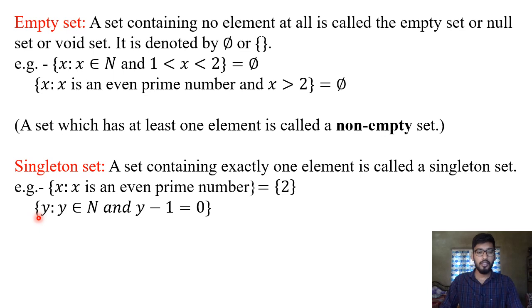Next, if you write this, y such that y belongs to N, y is a natural number and y minus 1 equals 0. So what can the value of y be? y minus 1 equals 0, so y can only be 1, then 1 minus 1 gives 0. So this set is also a singleton set.